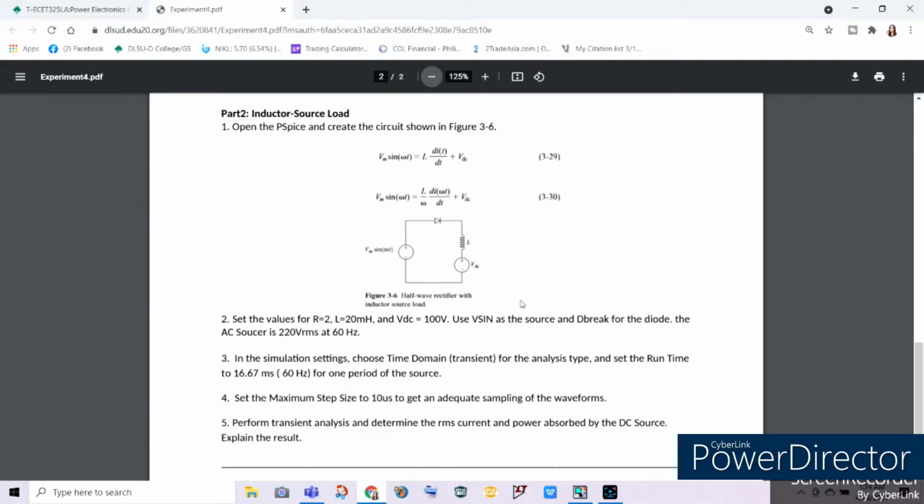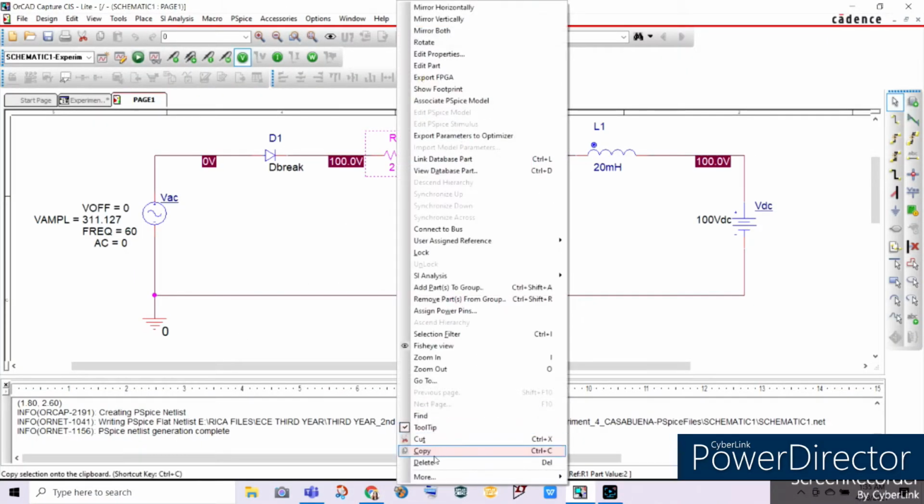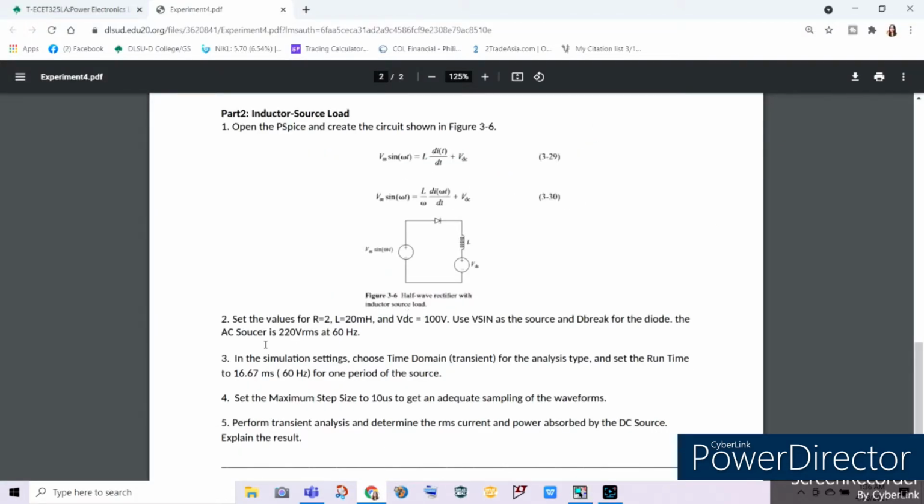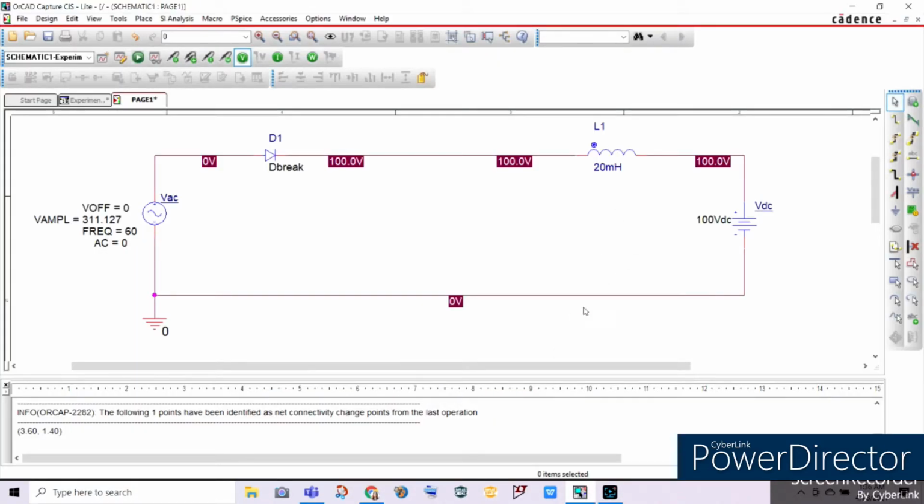Now, for part 2 of our experiment number 4, we will have an inductor source load, where we just have an inductor, a diode, and the voltage DC source as our loads. So let's go to our PSpice and remove our resistor here, and put a wire on the circuit. Then let's go back to our PDF. We will set the value of our inductor to 20 millihenries and our VDC to 100 volts, considering the same value for our AC source, and our simulation settings will be identical to part 1.